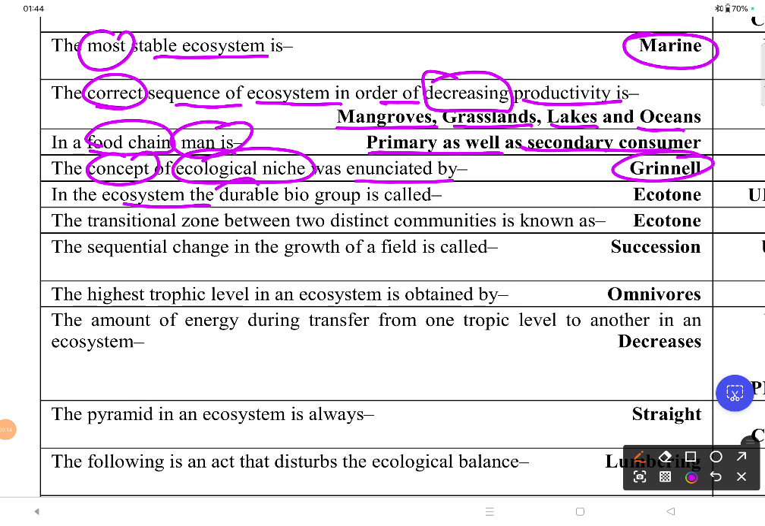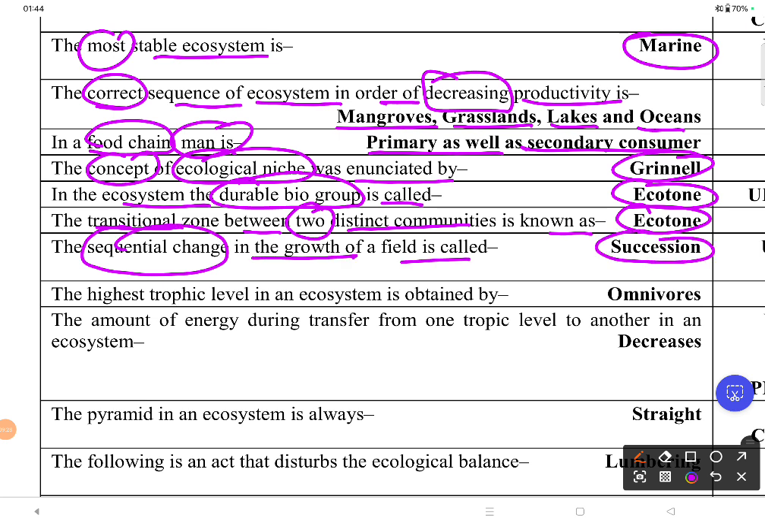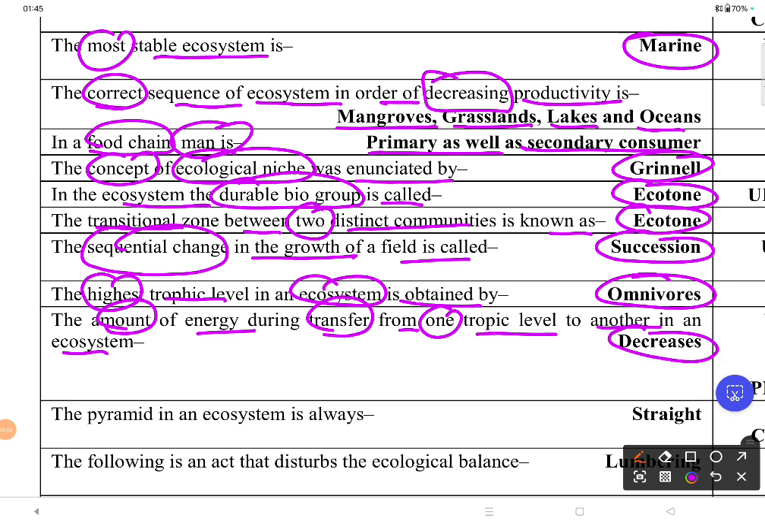In the ecosystem, the durable bio group is called ecotone. The transitional zone between two distinct communities is known as ecotone. The sequential change in the growth of a field is called succession. The highest trophic level in an ecosystem is obtained by omnivores. The amount of energy during transfer from one trophic level to another in an ecosystem decreases. The pyramid in an ecosystem is always straight.